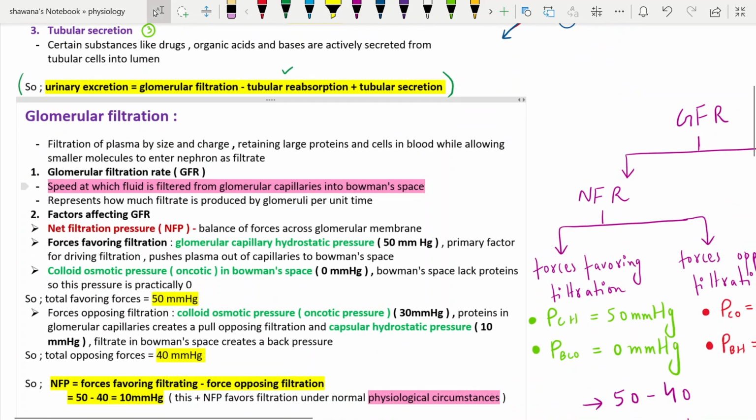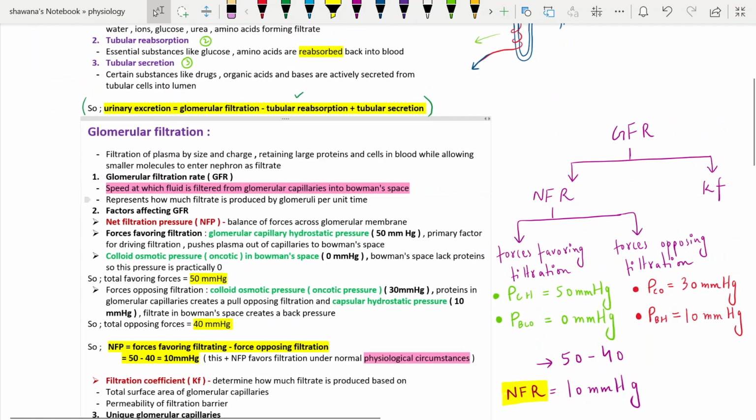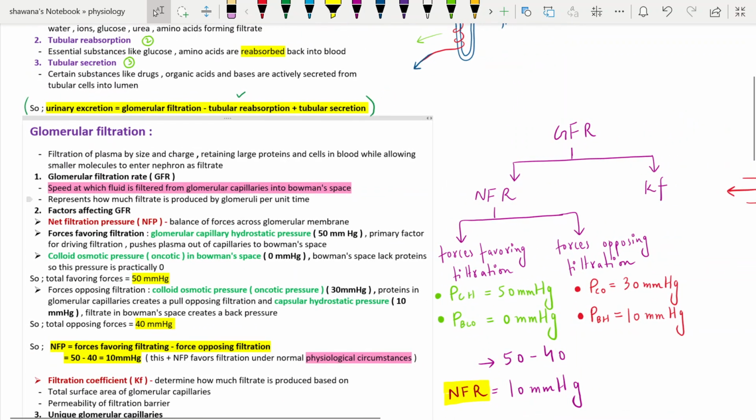It is a bit complicated, but it's very easy to understand. So let's get into it. First of all, the filtration is dependent on the size and the charge of the molecules. And we have discussed the filtration slits.